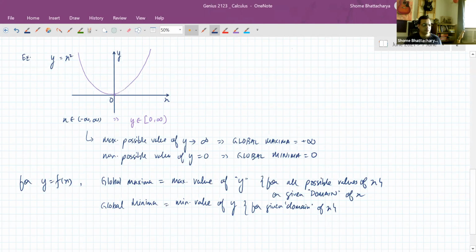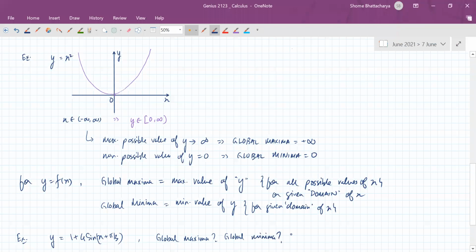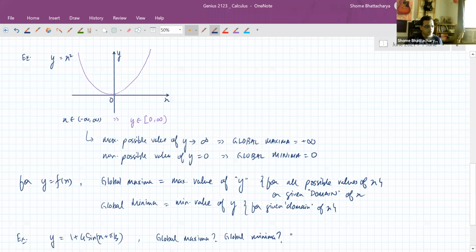Okay. So for example, tell me, if I have a function y is equal to 1 plus 4 sine(x plus pi by 3), can you tell me the global maxima and minima? Sir, 5 and minus 3. Yes, very good. Global maxima is 5, minima is minus 3.